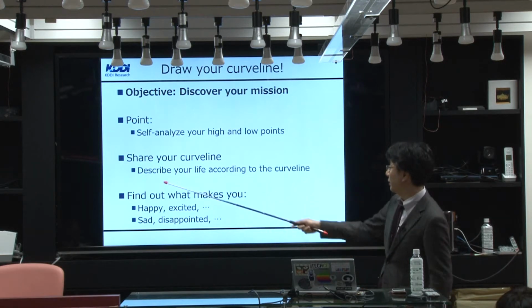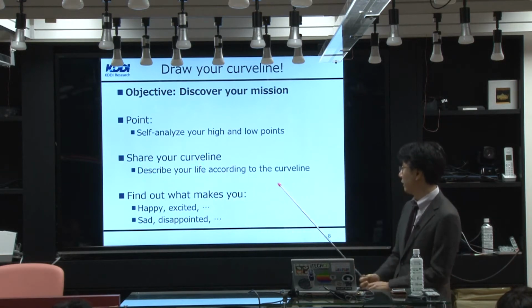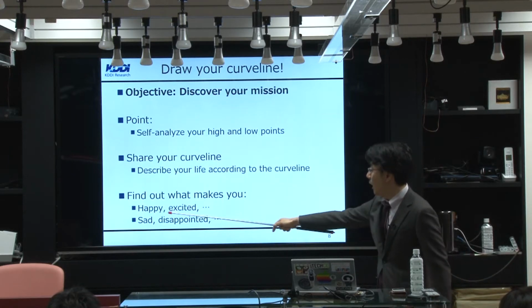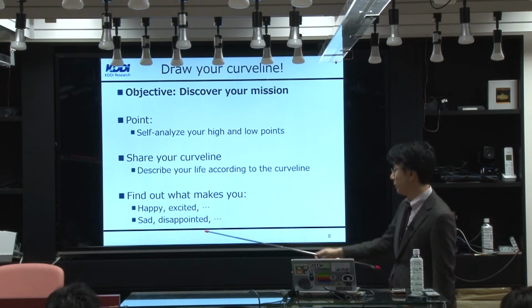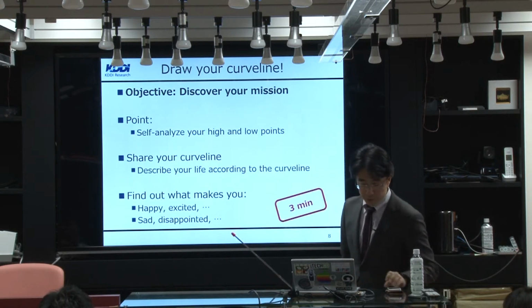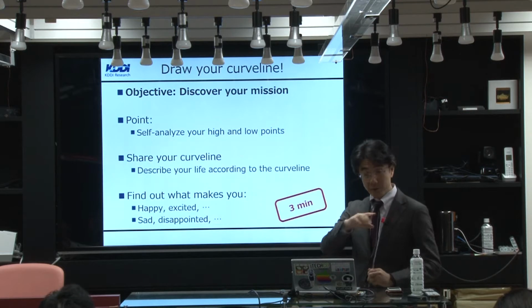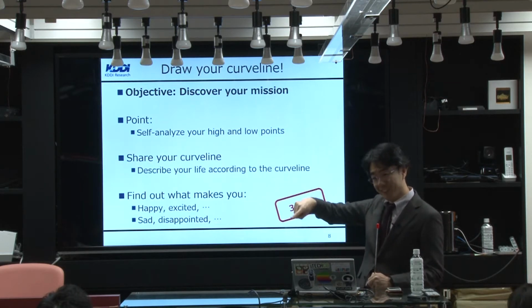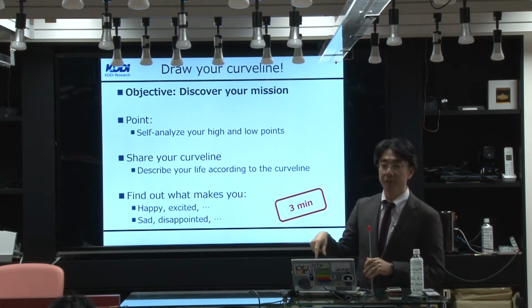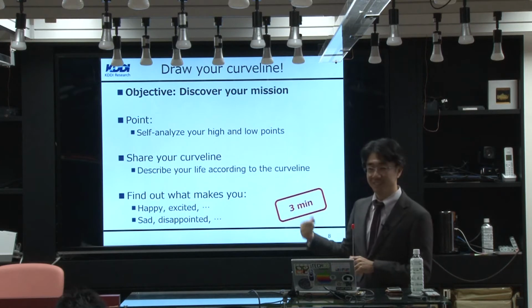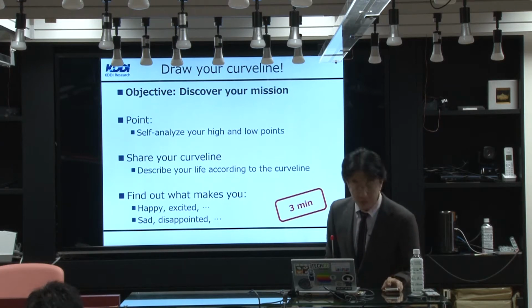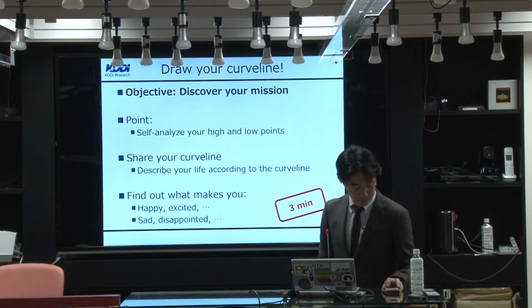I'm not sure if we will have time, but maybe you can share the curve line with friends in the classroom right now, and find out what makes you happy and excited on the positive side, or sad and disappointed on the negative side. So I'll give you 3 minutes from now. Those of you who have paper, just draw a line according to the timeline. If there's no paper, it's a pretty simple thing, so you can draw on whatever gadget you have. I'll start my timer here, and I'll give you time to draw your line.